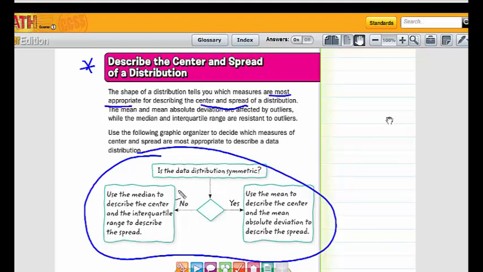If it is not, then you're going to use the median to describe the center, and you're going to use the interquartile range to describe the spread. If it is symmetric, then you're going to use the mean to describe the center and the mean absolute deviation to describe the spread. It's just that simple.